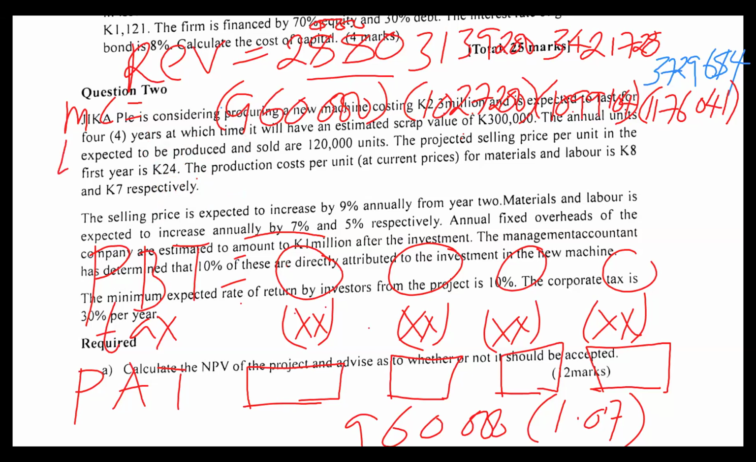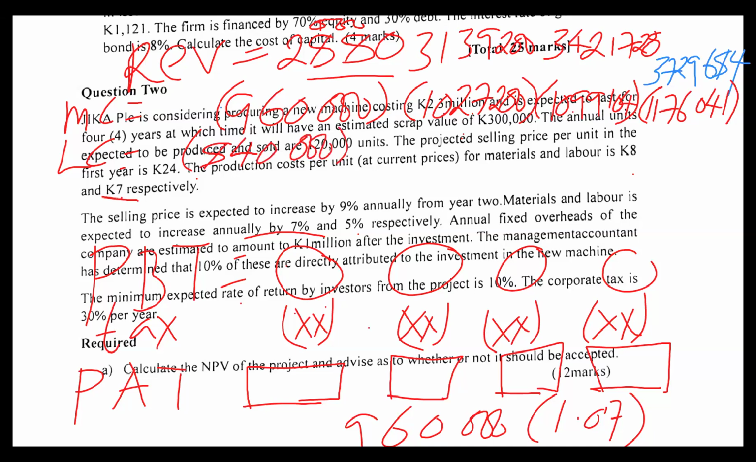Let's go to labor costs. Obviously, you now know what to do, isn't it? They are saying that labor is growing at what? At 5%. And what is the cost for labor? 7. So where you were using 8, use 7. 7 times 120 units. What do you get? 840,000.